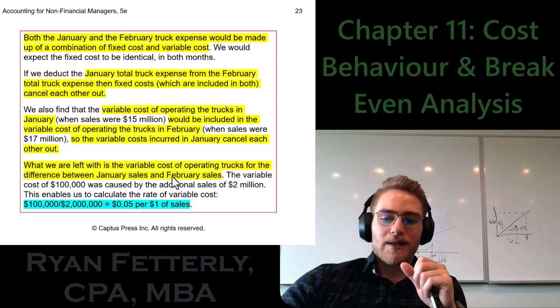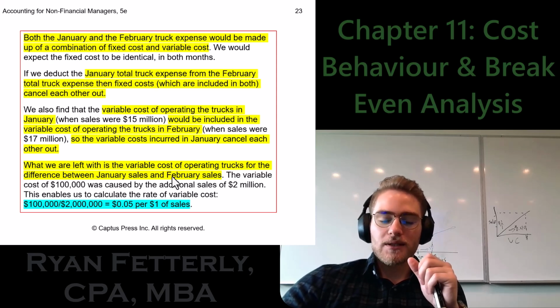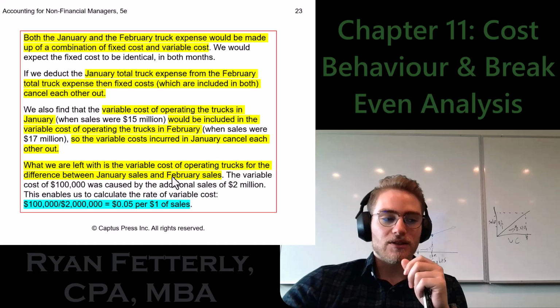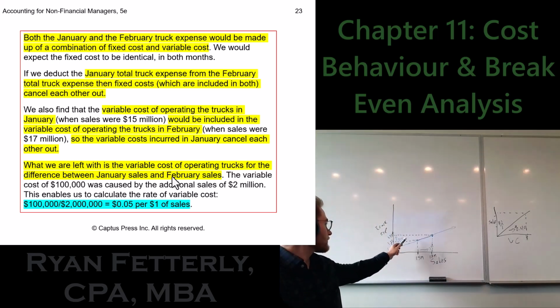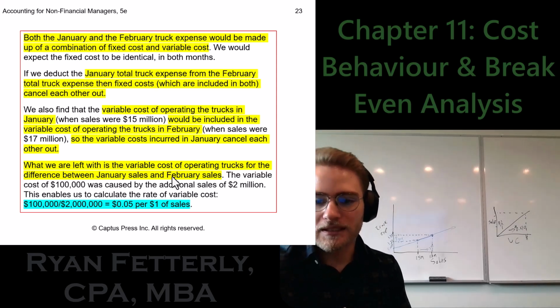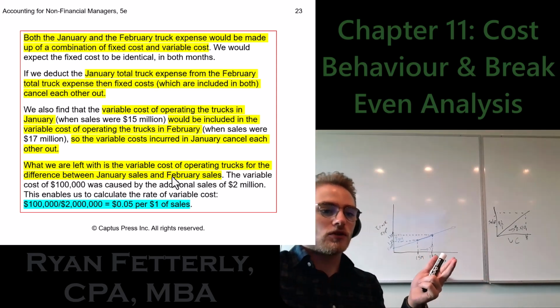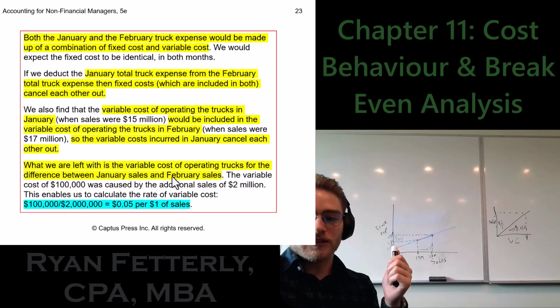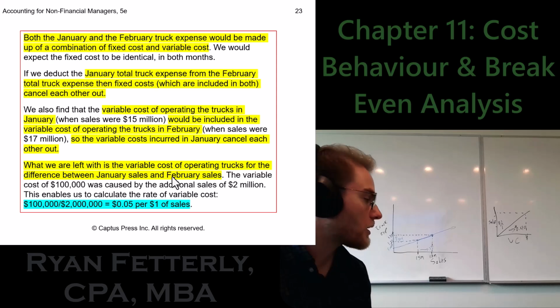So what we are left with is that the variable cost of operating the trucks is the difference between the January sales and the February sales. The variable cost of $100,000, which we've identified right here, the increase, was basically caused by the additional $2 million of sales that we generated in February. So this enables us to calculate the rate of the variable cost.